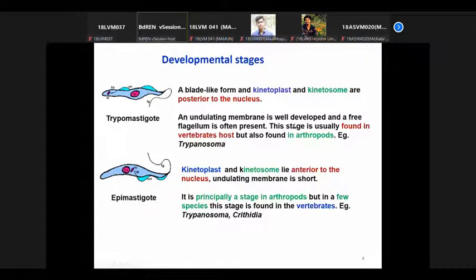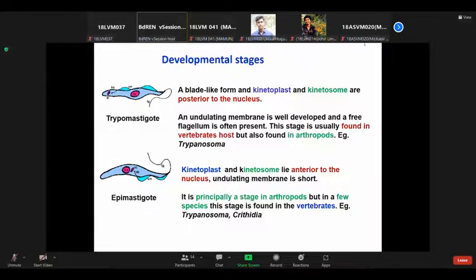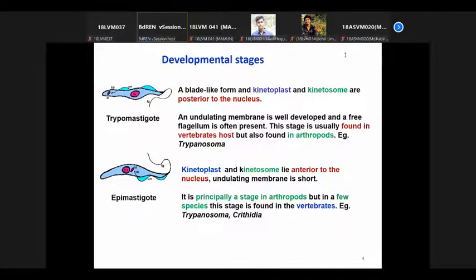In trypomastigote, an undulating membrane is also present, and a free flagellum is often present. This stage is usually found in the vertebrate host, but also found in arthropods. So, you have to remember these things. You have to describe the morphology of trypomastigote. What is the form? Blade-like form. And of the structures inside, kinetoplast and kinetosome are posterior to the nucleus.